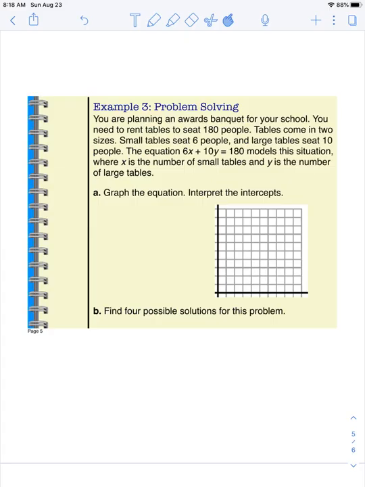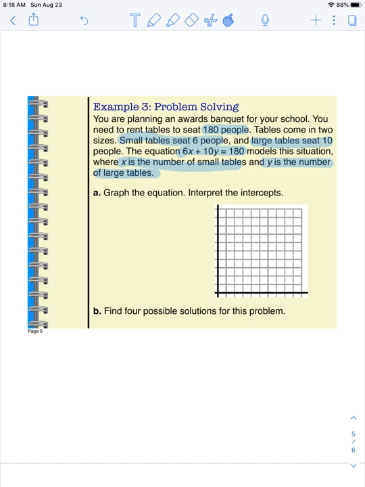All right, example 3 is some problem solving. You are planning an awards banquet for your school. You need to rent tables to seat 180 people. Tables come in 2 sizes. Small tables seat 6 people, large tables seat 10 people. The equation 6x plus 10y equals 180 models the situation. So x is the small tables, y is the large tables. We're going to graph the equation and interpret the intercepts.